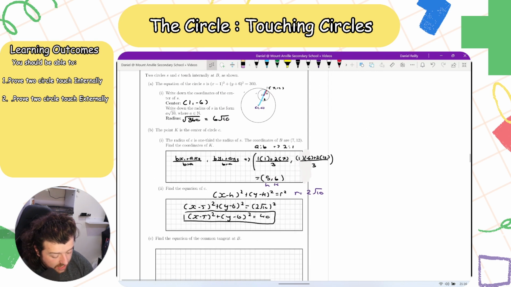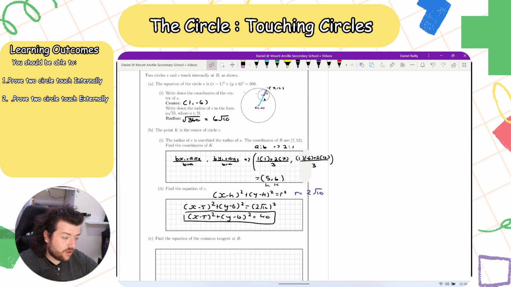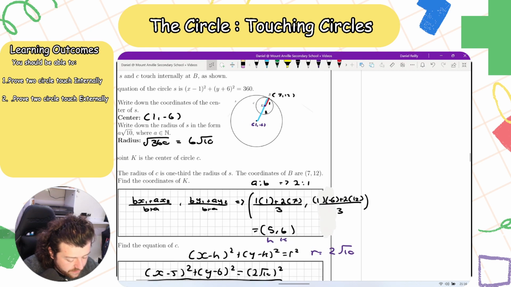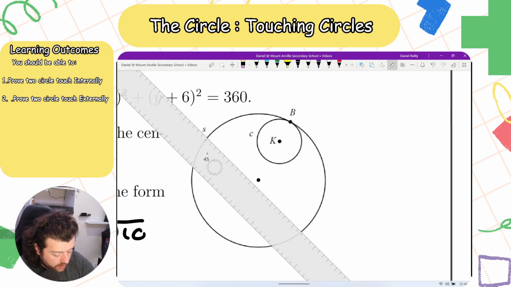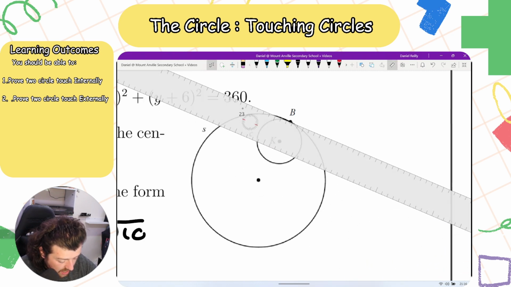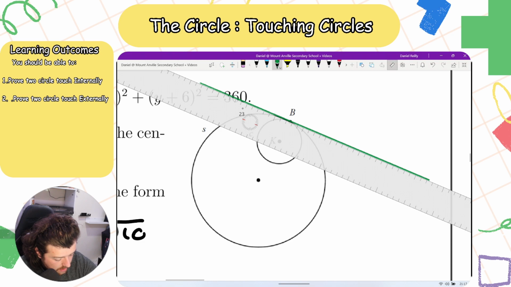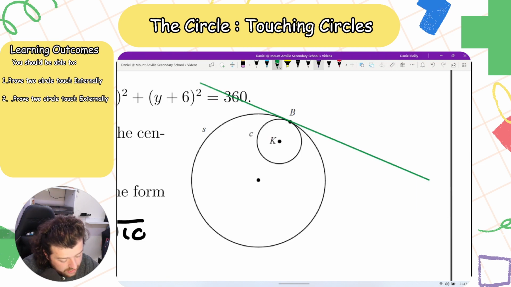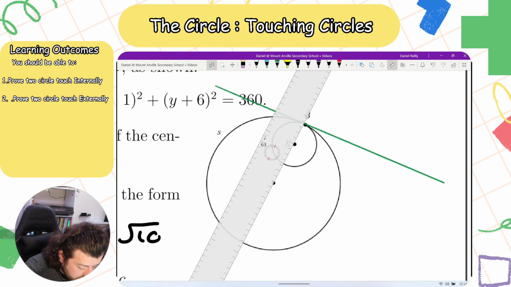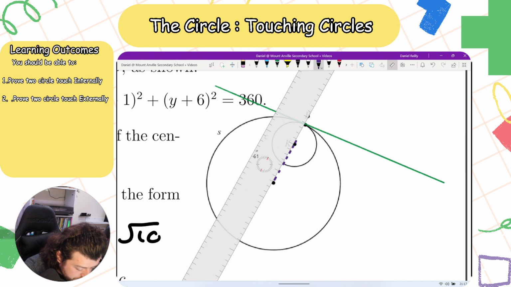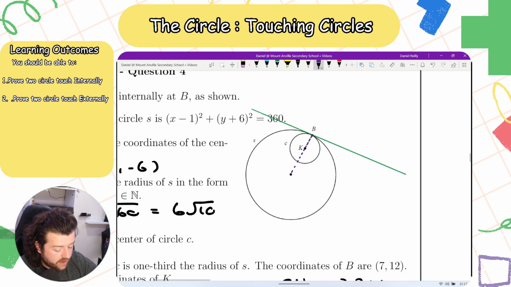And then finally, the last part is asking us to find the equation of the common tangent. So we know there's a common tangent here, and the common tangent is happening at B. So I am looking for the equation of this line right here. What I need to do first is find the slope of the radius here.